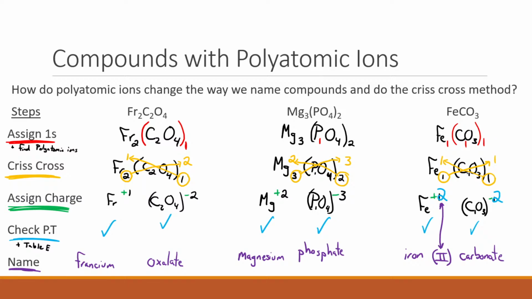Right. This is carbonate and not oxalate because they are two different ions. C2O4 is not equal to CO3. Each polyatomic ion has a different name. Some of them are similar, but they are all different names.